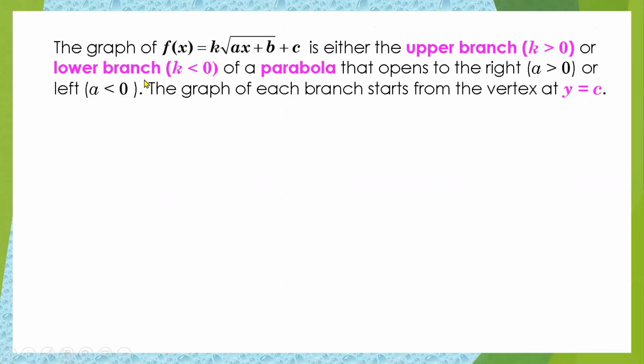Next. This is a parabola. Upper part, lower part. For a parabola, the upper part is when k is positive. If k is negative, lower part. If a is greater than 0, the coefficient of x, opening to the right. If negative, opening to the left. Y equals c is where the vertex is. All you have to do is to find the x coordinate of the vertex. Is that clear, children?